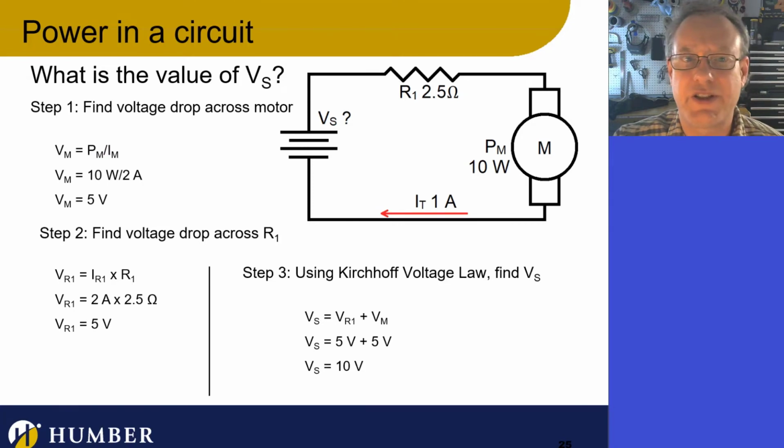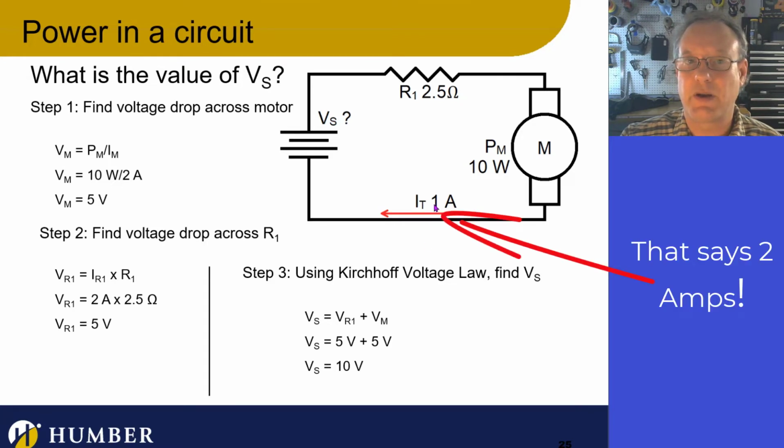Oh, I just lied to you. It says 2 amps. You know what? This circuit is wrong. Pretend that says 2 amps. Okay, see that number, how it says 2 right there? Yeah, let's move forward. There, 2 amps, 5 volts.